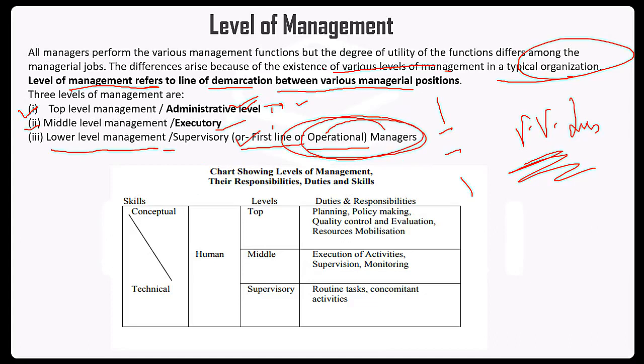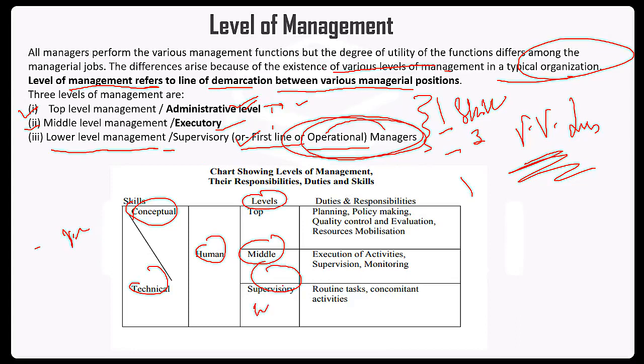Based on these managerial levels, they also have skills. We'll learn the skills. There are three kinds of skills given by the author: conceptual, technical, and human. We'll come to this, but this chart is very important. The levels are top, middle, and supervisory, which is the lower level. What are the duties and responsibilities? Planning, policy making, quality control, evaluation, resources. You can see these are all administrative level.